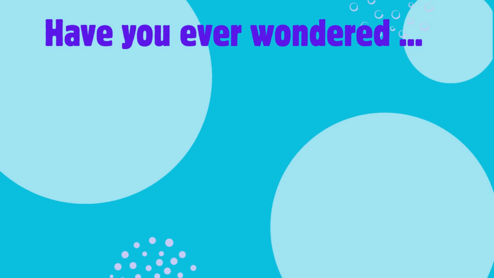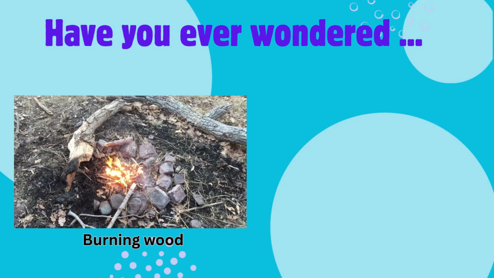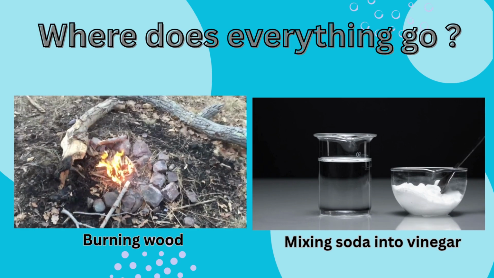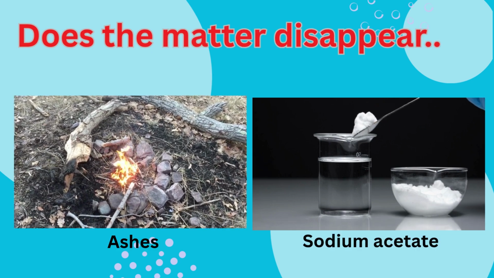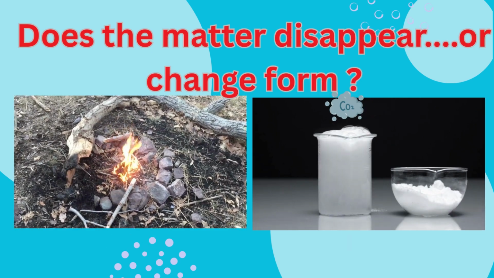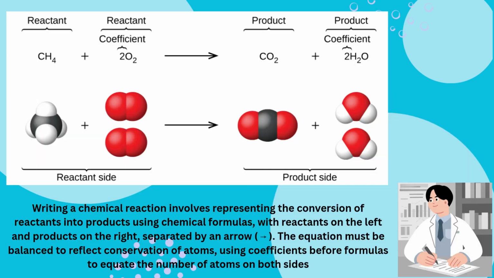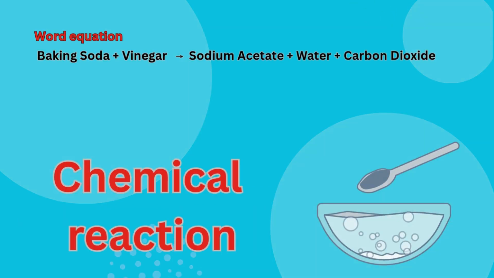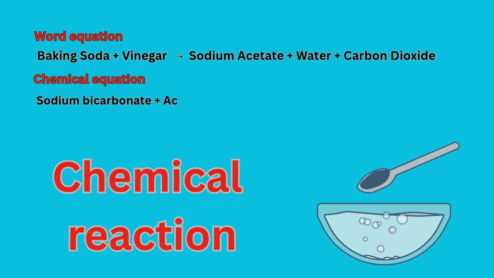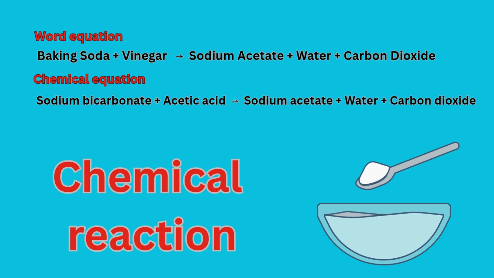As we have already learned, when we burn something or mix chemicals, we see how substances change. Does the matter disappear or change form? Today we will learn how scientists write these changes using something called a word equation, and trust me, by the end of this video, you will be able to write your own chemical reactions like a scientist.